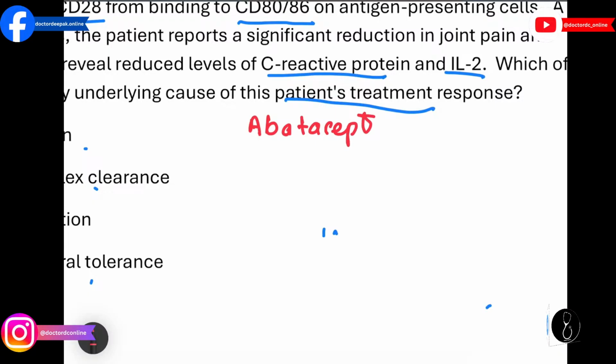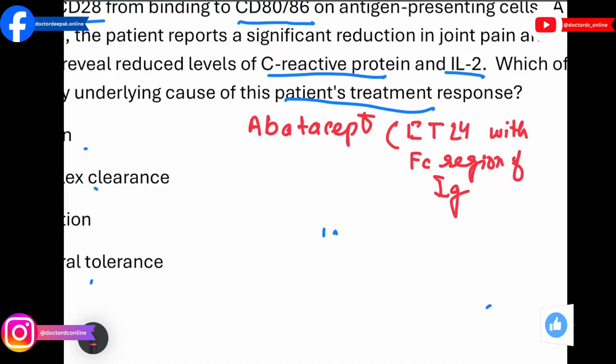a disease-modifying anti-rheumatic drug that is a fusion of CTLA4 with the Fc region of IgG. So its full name is CTLA4 IgG, because it is a fusion of CTLA4 with the Fc region of IgG.